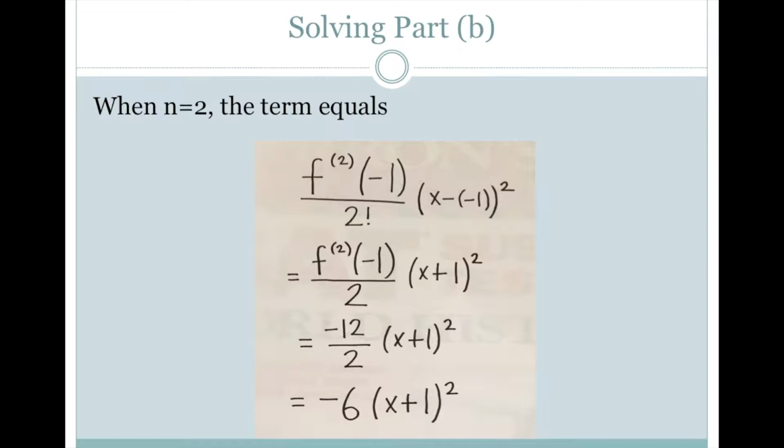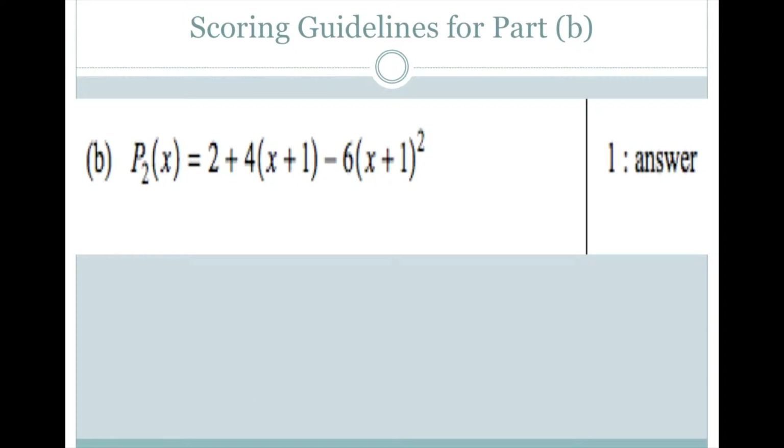On the right side, we get x plus 1 squared because n equals 2 now, so instead of raising it to the first power, we need to square it this time. Therefore, our whole term is equal to negative 6 times x plus 1 squared. If we add all those together, we should get our answer.